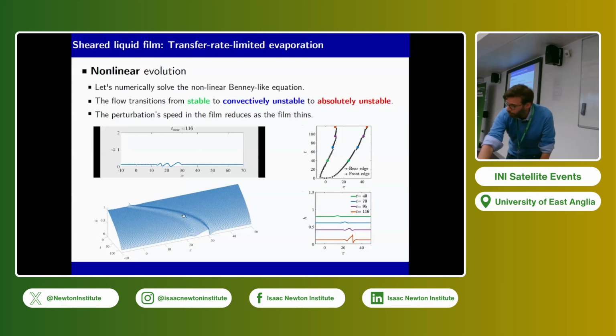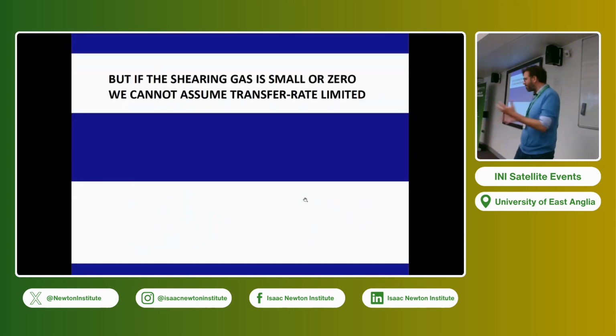Eventually, when the film is thinning, it starts to be absolute. The wave front is stationary, and so it's a clear absolute instability. It can be seen also from the wave front: the rear edge eventually starts to be flattish. Okay, that was an interesting result. But, like we said, the shearing gas was not such a big thing for thermal modes.